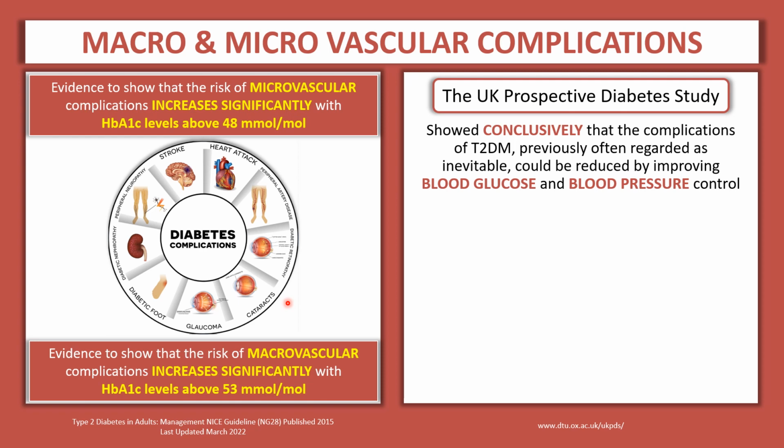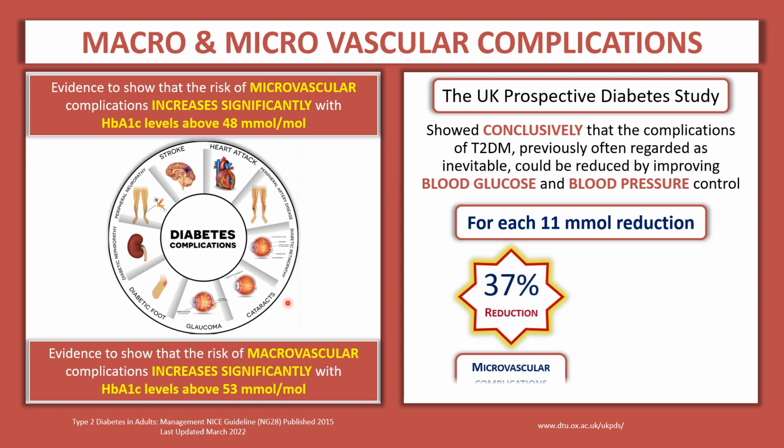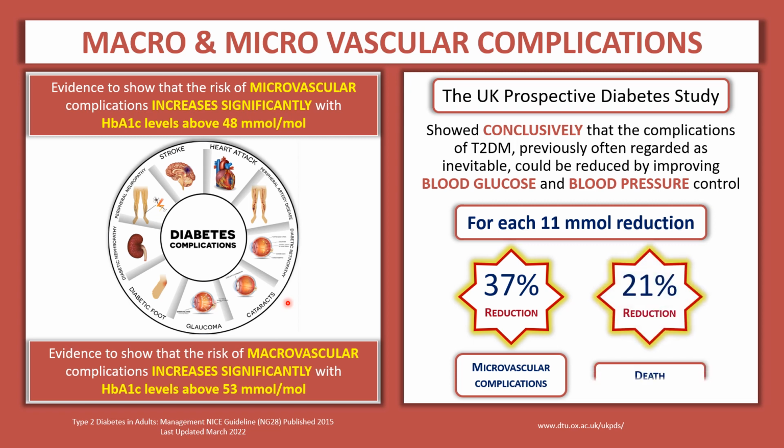Complications of type 2. Previously we thought, oh well, of course they're going to have a heart attack, they've got diabetes. We thought it was inevitable. It's not the case. We can reduce that by sorting out the blood pressure and the blood glucose levels. Just have a look at this. For every 11 millimoles that we take away from an HbA1c, the chance of them developing small vessel damage drops by 37%. And it's a 21% reduction in the risk of death.